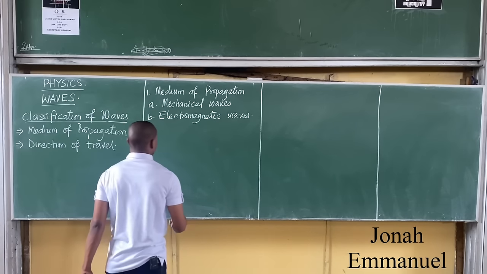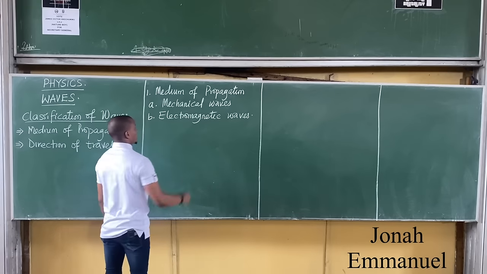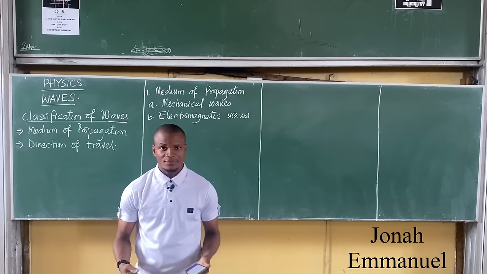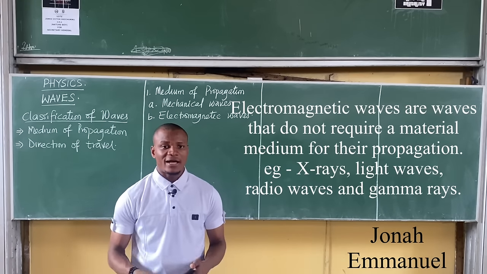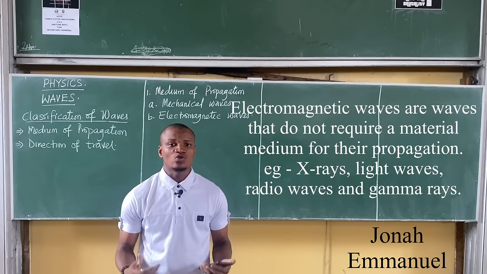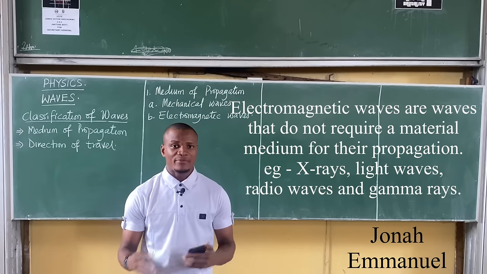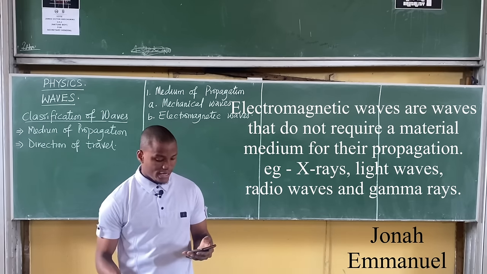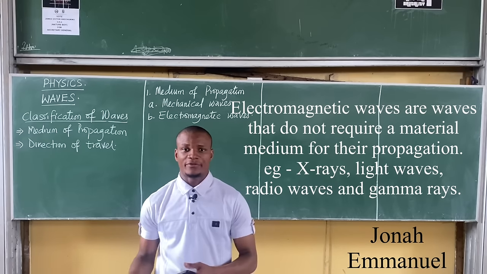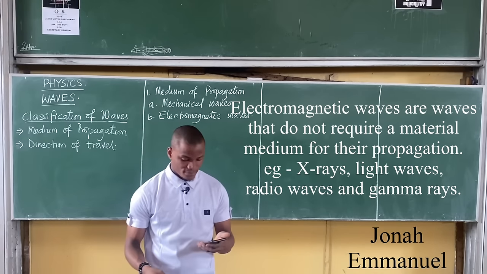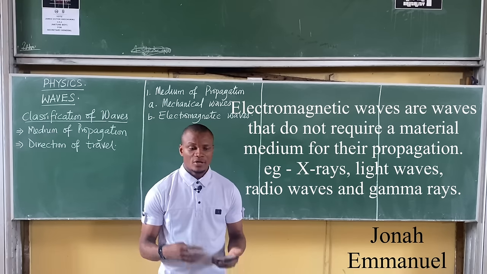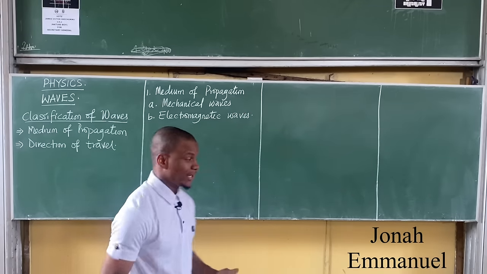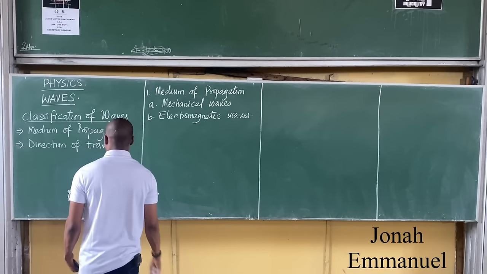Aside from mechanical waves, we also have electromagnetic waves. What are electromagnetic waves? Electromagnetic waves are those waves that do not require a material medium for their propagation. Examples of electromagnetic waves include X-rays, light waves, radio waves, and gamma rays. So that's for the first criteria.